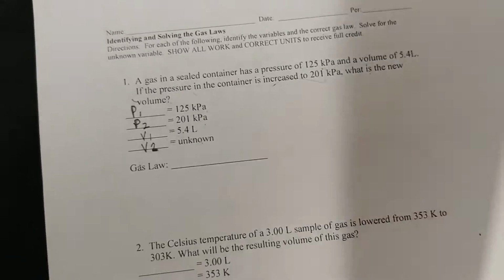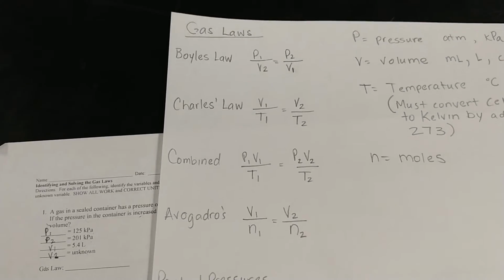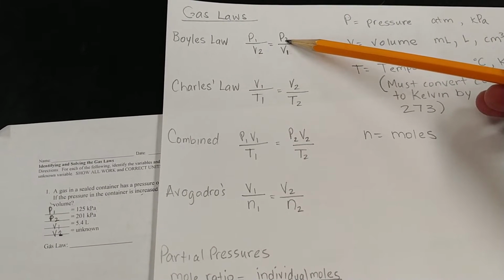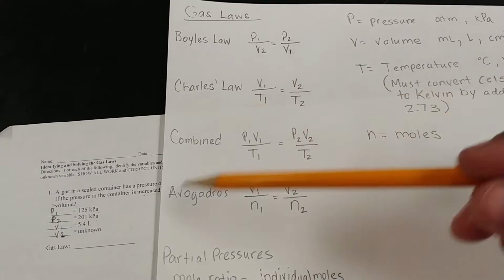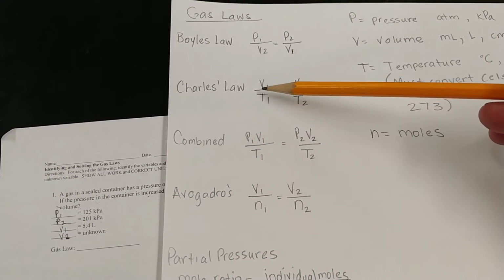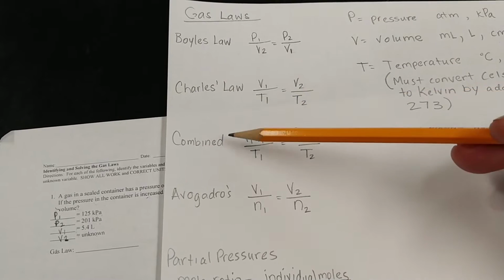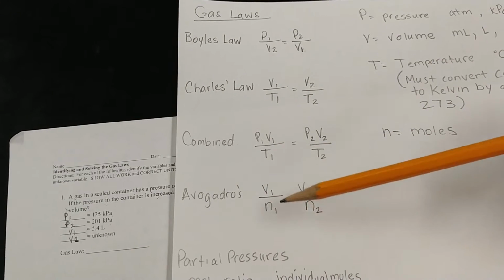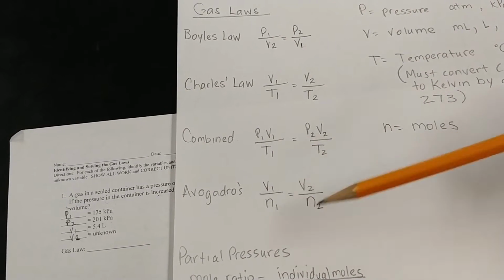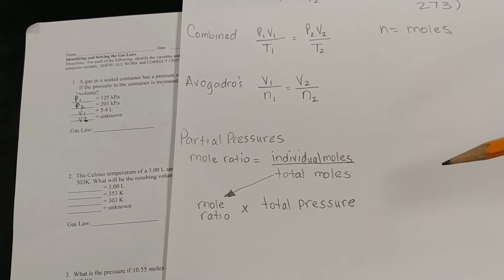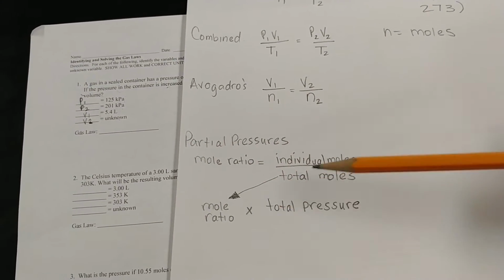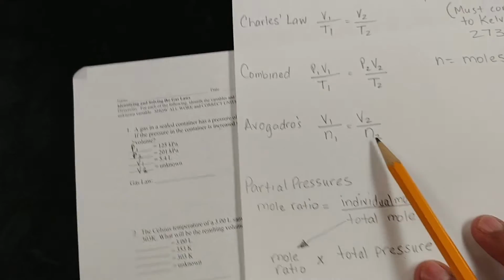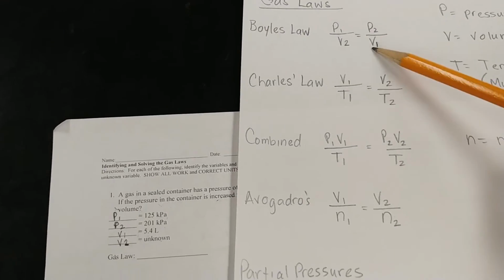Now, looking at your foldables again, you're going to look at all the gas laws. Notice that Boyle's law deals with pressure and volume only, which is what you see here. Charles' law deals with volume and temperature. The combined gas law deals with pressure, volume, and temperature. Avogadro's law deals with volume and number of moles. And for partial pressures, you would see moles and the total pressure being given to you. So in this case, we know that we are using Boyle's law.